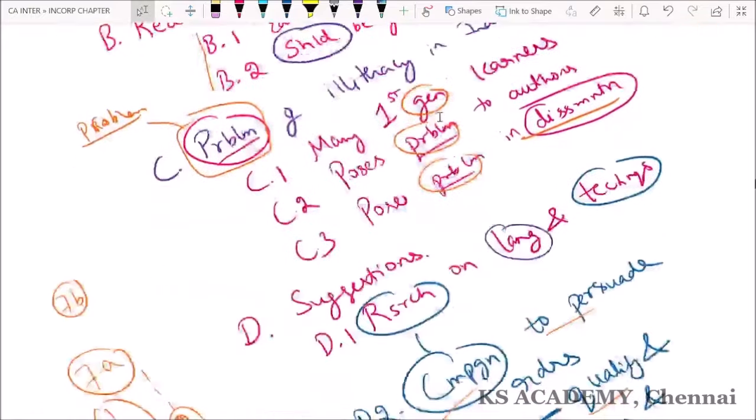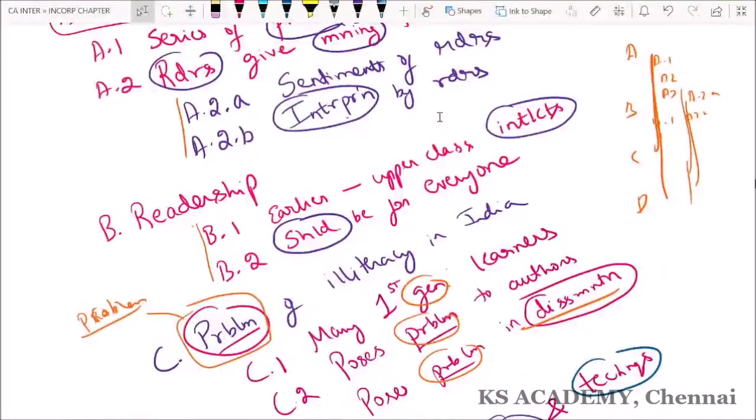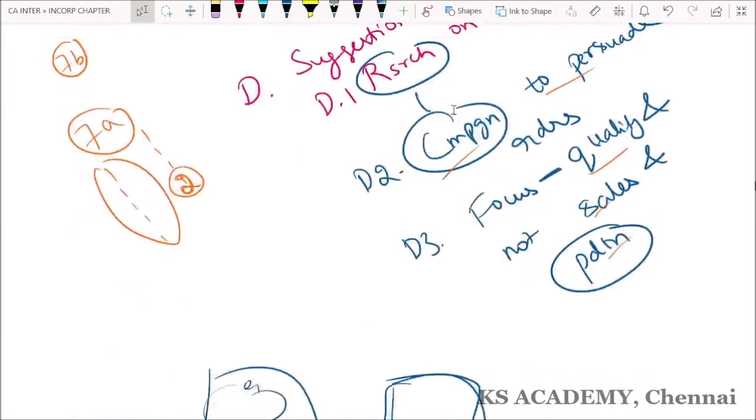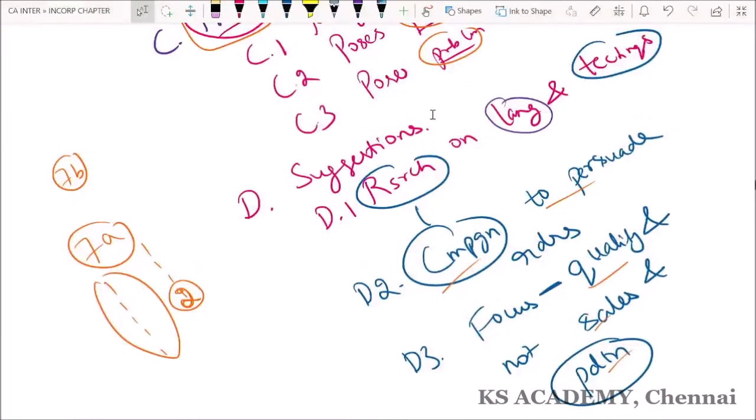I'll show you what you should write. The second part is what? It is about readership. Third part is what? It's about the problem of illiteracy in our country. Fourth point, they are addressing what? Suggestions. They are making suggestions. What suggestions? I'll show you. Let it come, no problem.